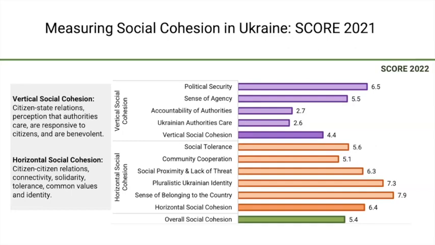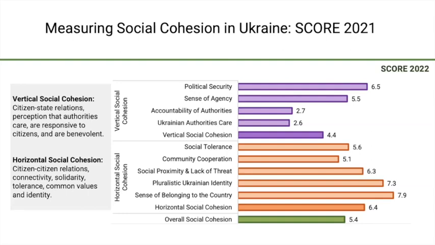We can answer what by using SCORE to build and understand abstract concepts, in this case, social cohesion in Ukraine. We can build SCORE to identify the elements of social cohesion in Ukraine, which might be different than in other countries, and see where our attention is needed, what needs our attention.